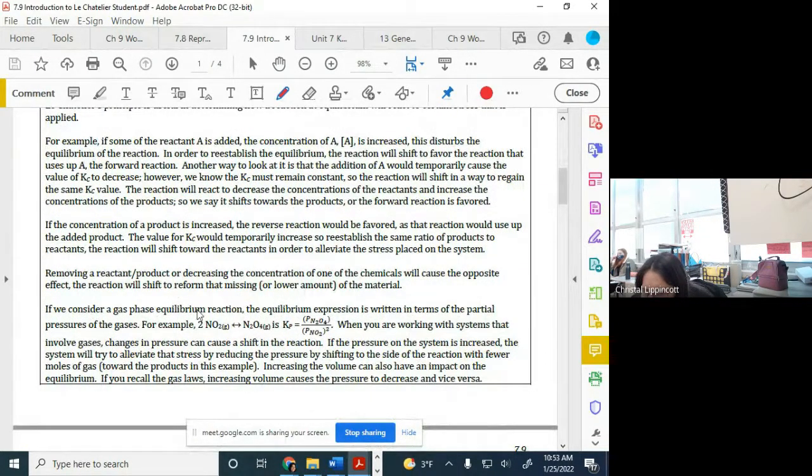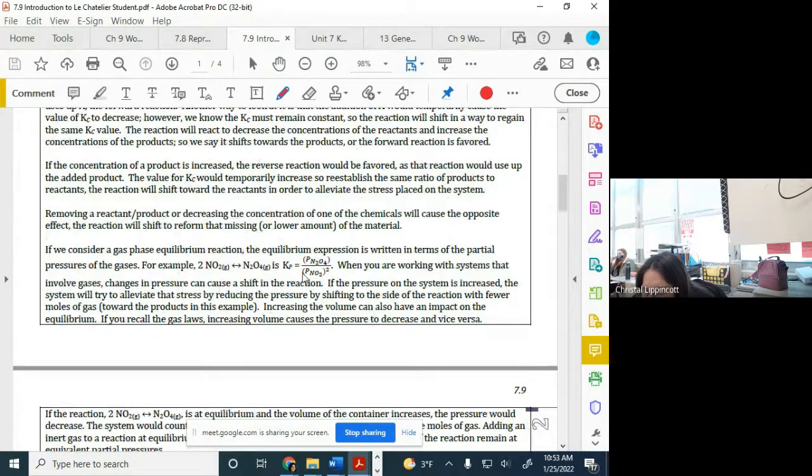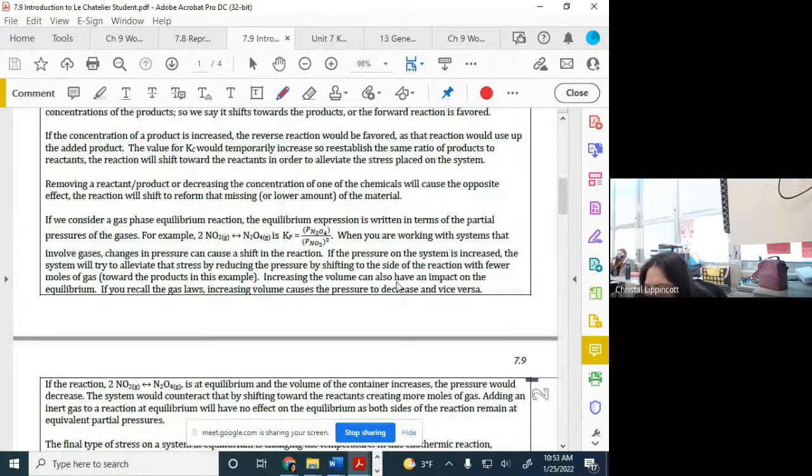If we consider a gas phase, then the equilibrium expression is written like this. When you're working with a system that involves gases, the change in pressure can cause the reaction to shift. If we increase the pressure, then it will alleviate that stress by shifting to the side with fewer moles of gas. Increasing the volume can also impact that, because if we increase the volume, we're going to decrease the pressure, and that's going to change it.